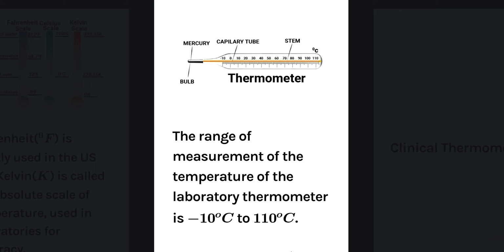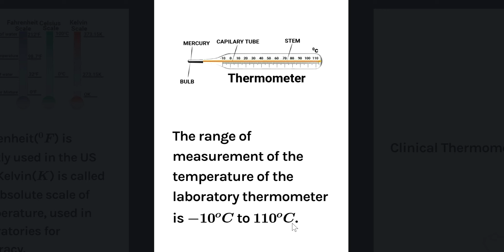Now students, you will guess which type of thermometer it is. First of all, this thermometer has a range from -10 to 110 degrees Celsius. So it is clear it has a wide range, so it's a laboratory thermometer. In a lab we require a thermometer with a greater range. So the range of measurement of temperature of the laboratory thermometer is -10 degrees Celsius to 110 degrees Celsius.